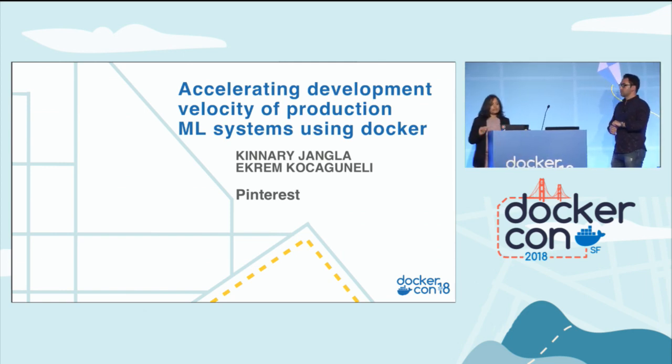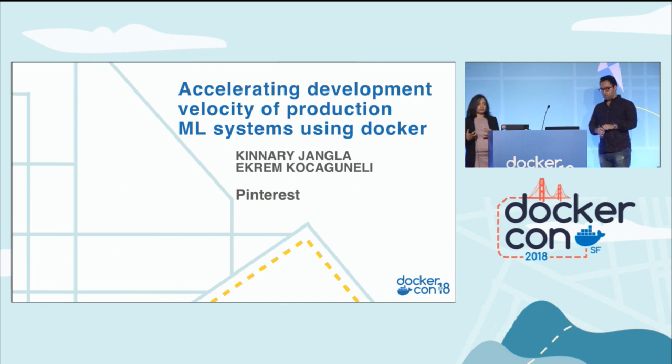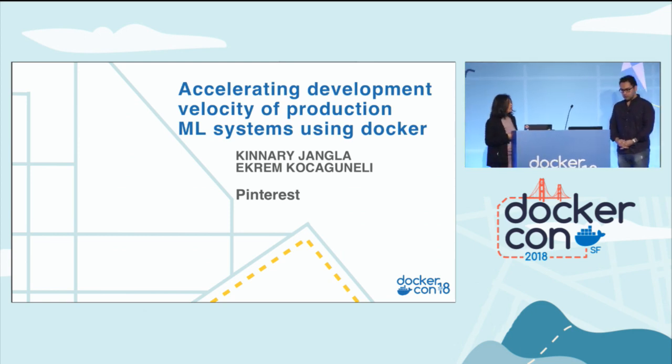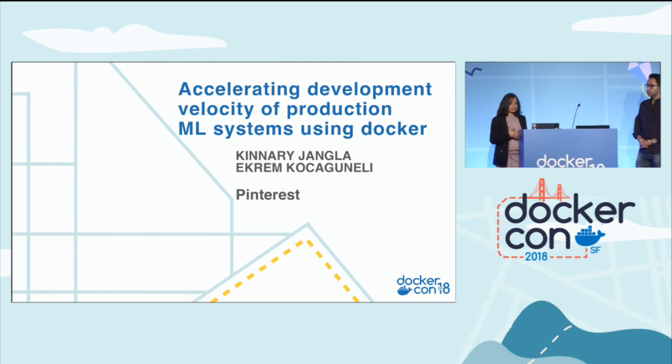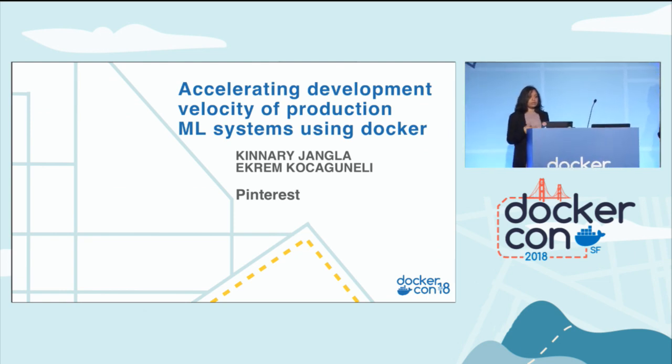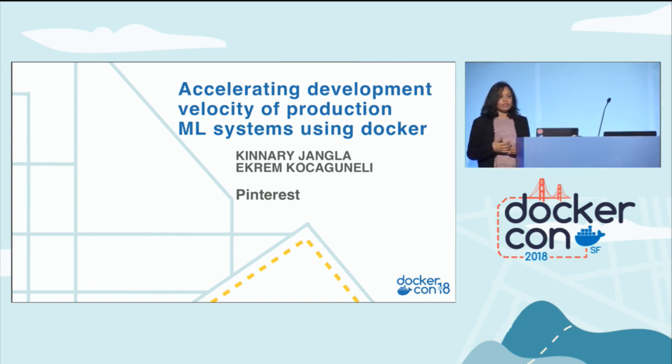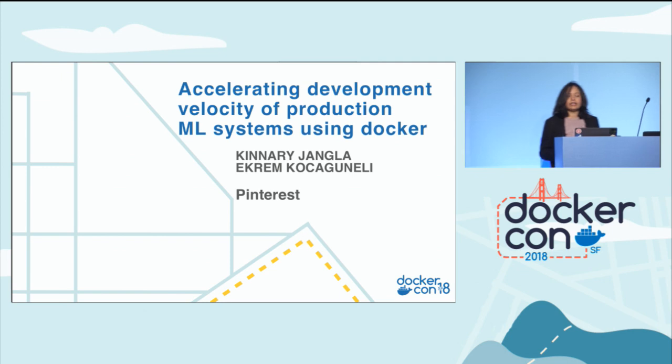This title is so long, so let me go ahead and explain what this talk is about. Accelerating development velocity is basically how do we make engineering efficient for a developer, or writing code for a developer, in a way that it can speed the process. Code that powers production machine learning systems or services that back these machine learning systems, with the help of Docker. So that's what this talk is about.